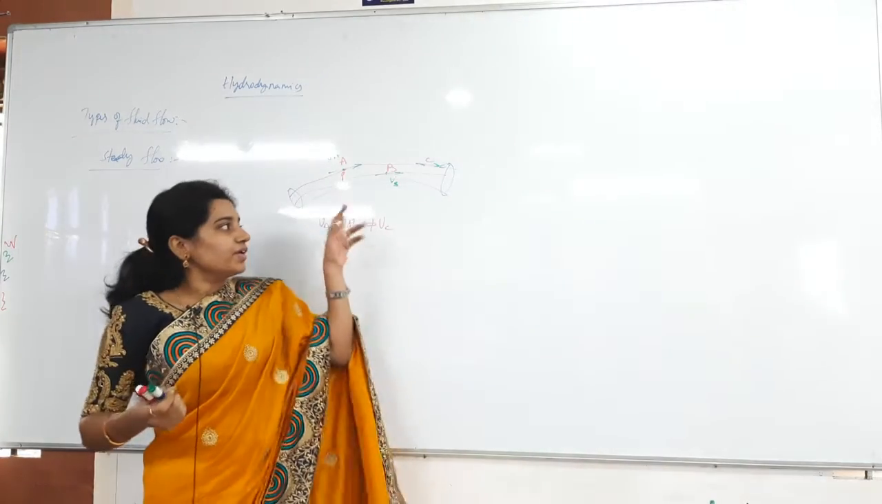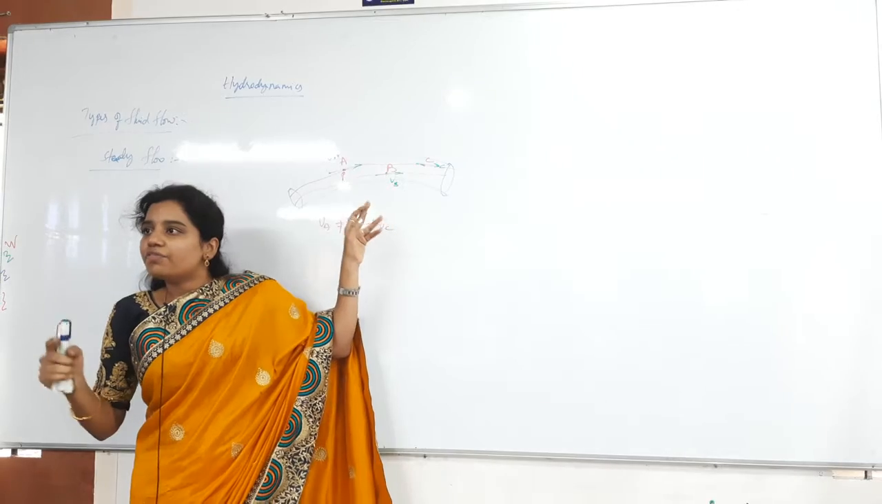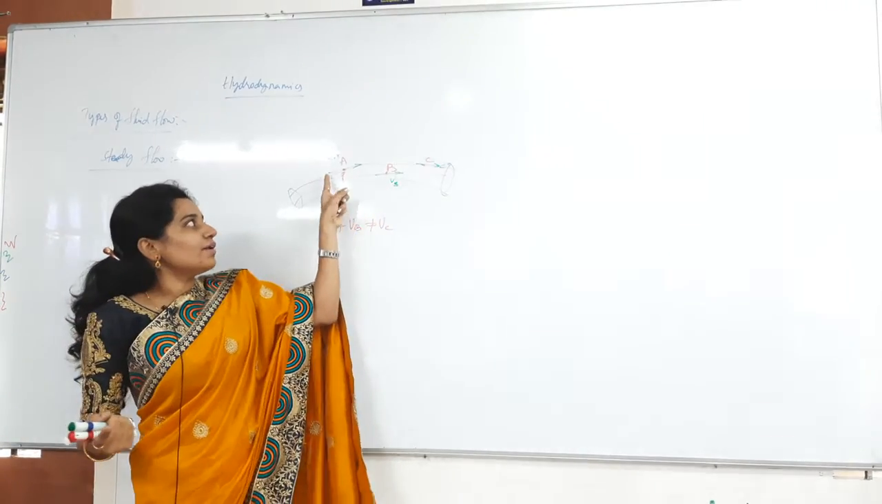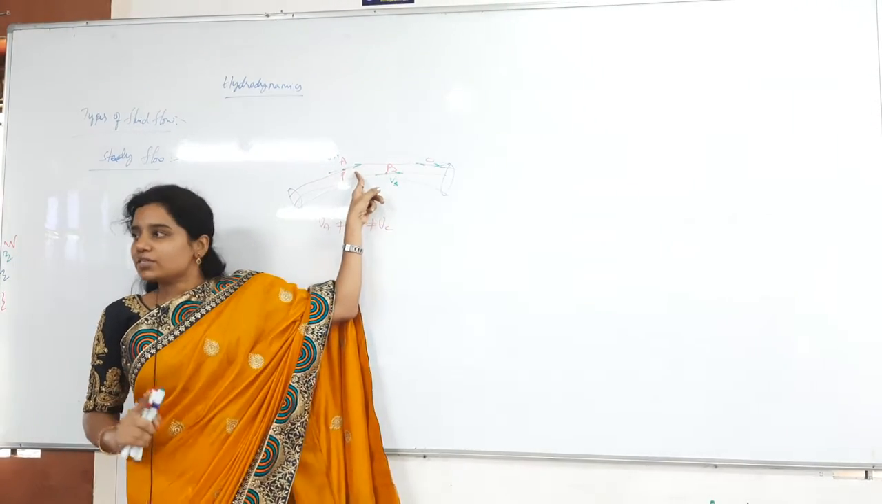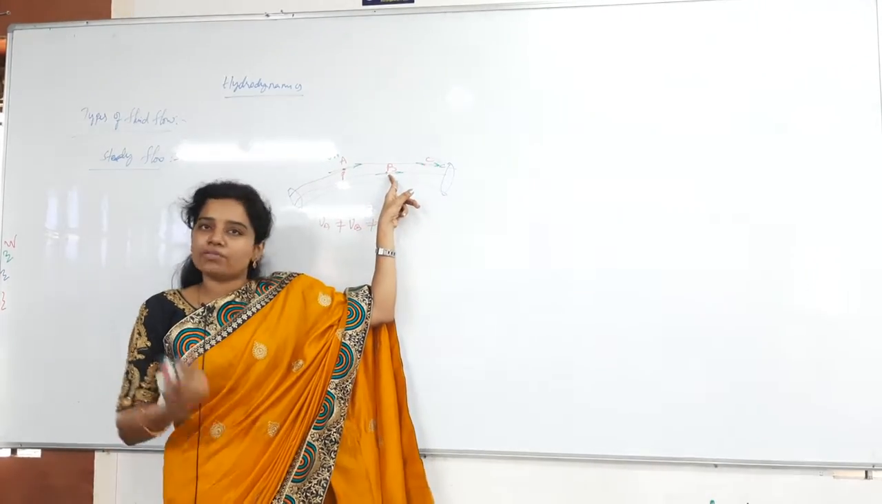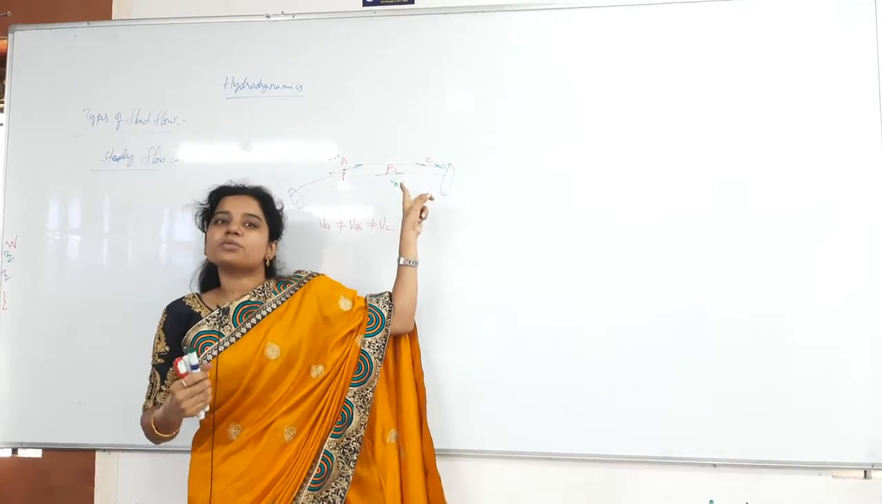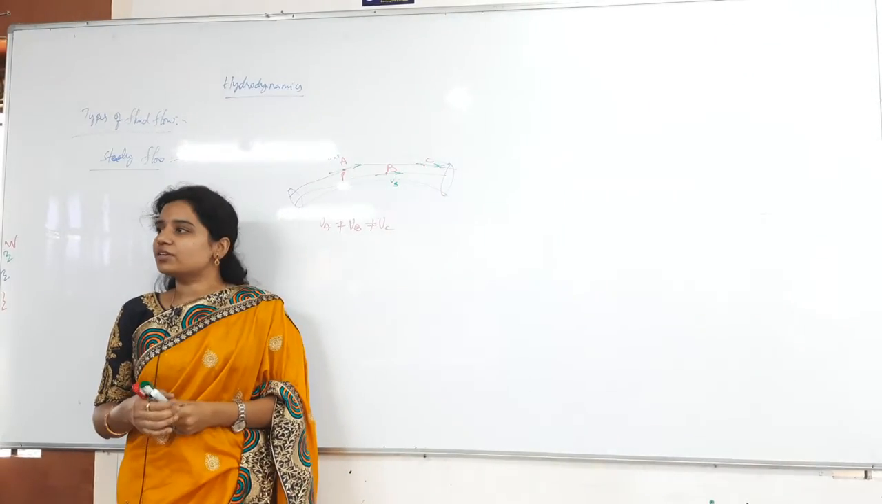So here VA is not equal to VB, is not equal to VC, but for all the particles crossing point A, they will have the same velocity. For all the particles crossing point B, they will have the same velocity. For all the particles crossing point C also, they will have the same velocity.